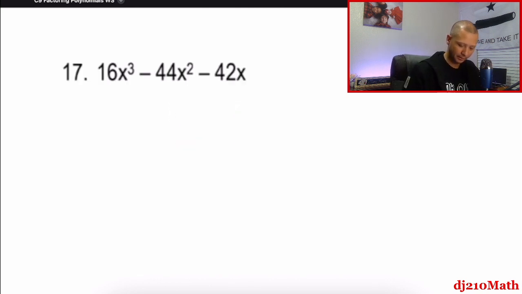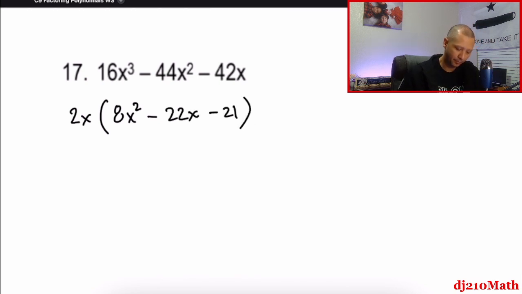Okay, number 17. 16x cubed minus 44x squared minus 42x. So x is common to everything, and they're all even, so I could definitely take out a 2. Can't take out a 4. 4 doesn't go into 42 evenly because these two numbers are so close together. So definitely taking out a 2x, actually. So 8x squared minus 22x minus 21.